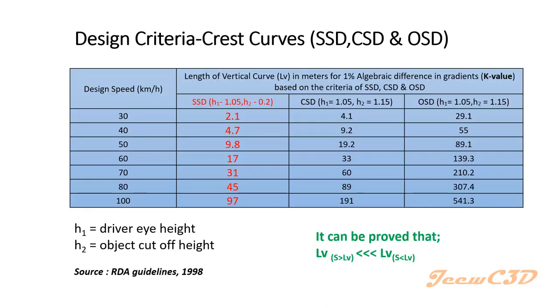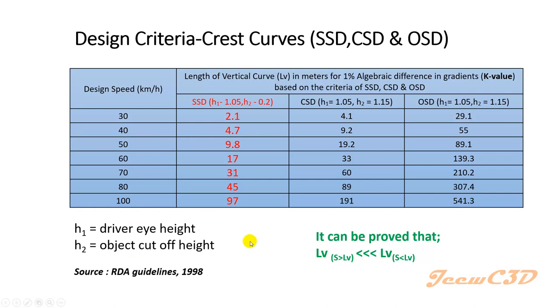So, here for a design speed of 30, this crest vertical curve should have a K value of 2.1 to have satisfactory stopping sight distance. When the speed is increasing, you can see the K value is also increasing. In these calculations, when you are getting this length, we are considering H1 as the driver eye height, which is 1.05, and H2 as the object cutoff height, which is 1.2.